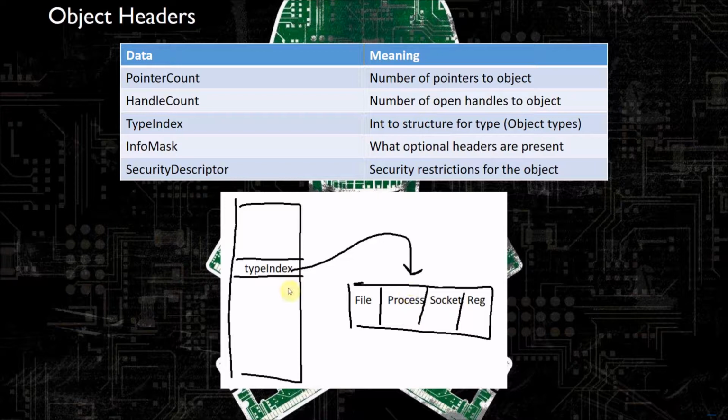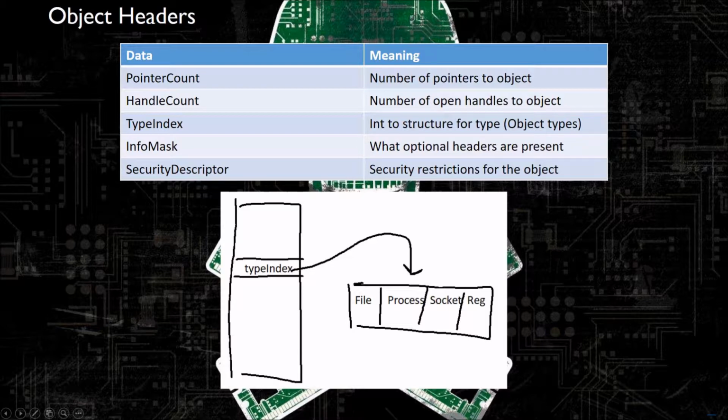So we know that this executive object is describing the kernel metadata for a process. And then the last two object header attributes I have listed here are the info mask, which just specifies what optional headers are present, if any, and a security descriptor, which describes the security restrictions for an object.